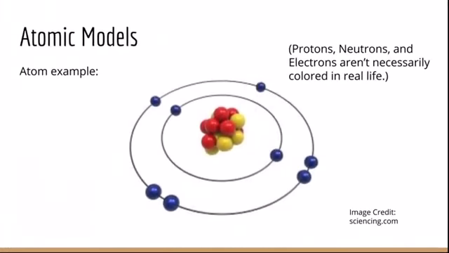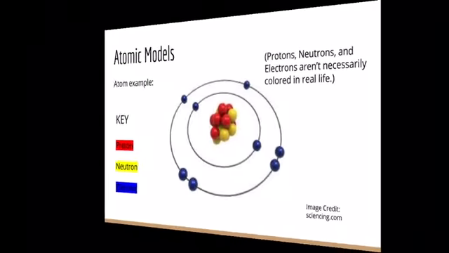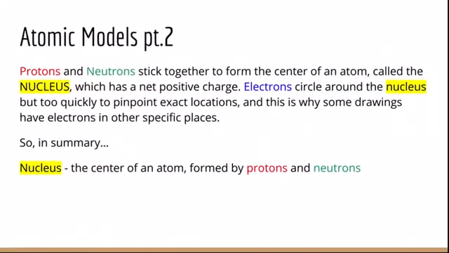So here's an example of an atomic model. Also, just to let you know, protons, neutrons, and electrons aren't necessarily colored like this in real life. Atomic models part 2. Protons and neutrons stick together to form the center of an atom, called the nucleus, which has a net positive charge. Electrons circle around the nucleus but too quickly to pinpoint exact locations. This is why some drawings have electrons in other specific places.